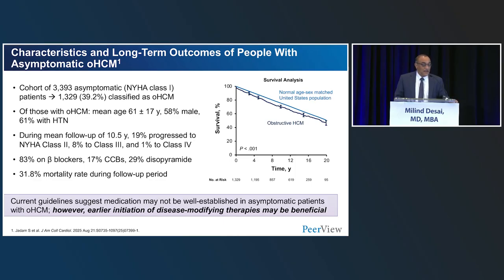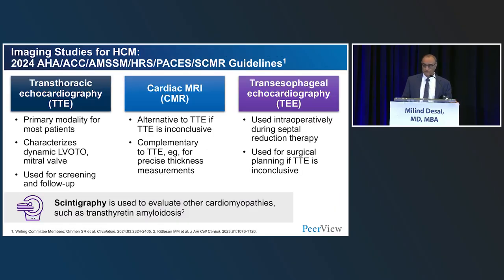Okay, this is data on the obstructive population. What we saw compared to a gender-matched normal population and non-obstructive patients, the obstructive patients did far worse. So it is absolutely incumbent upon us to identify HCM, but also identify the obstructive phenotype, because that is where disease-modifying therapy is absolutely helpful and beneficial. Lots of data we will talk about.